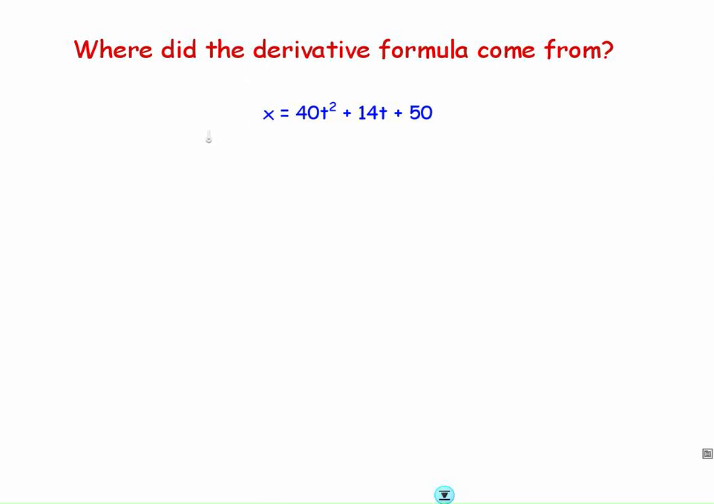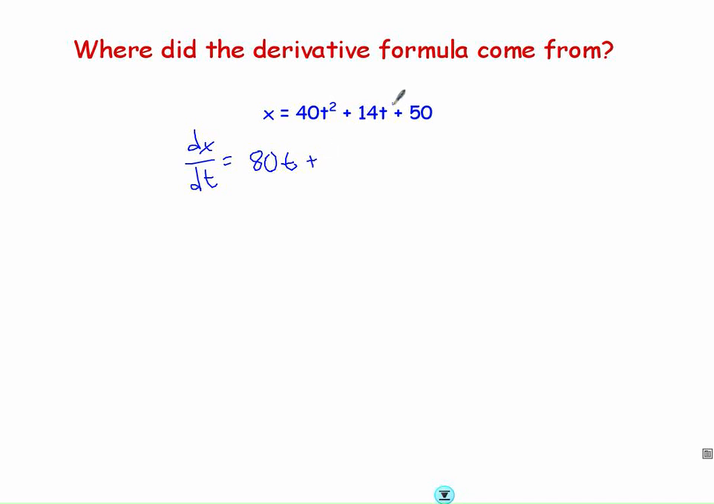Let's say we have this formula for x, the position of an object, and we want to know its derivative, dx/dt. Well, we've learned that the way to do it is real simple. Take the coefficient times the exponent. 40 times 2 is 80. And then reduce the power of the exponent by 1. From 2 we go to 1, we don't write the 1. So 80t.